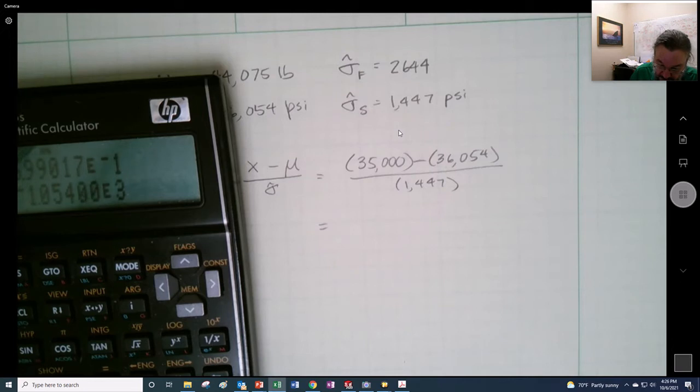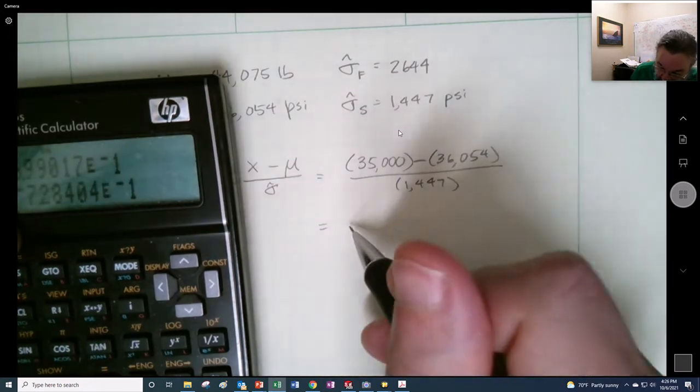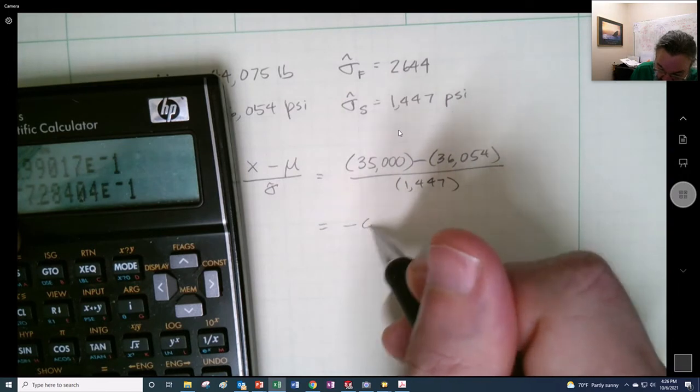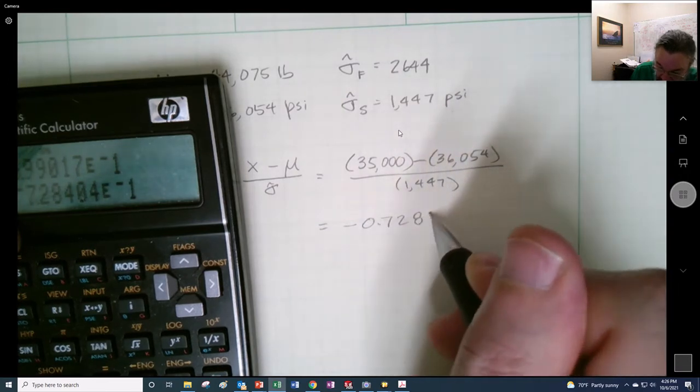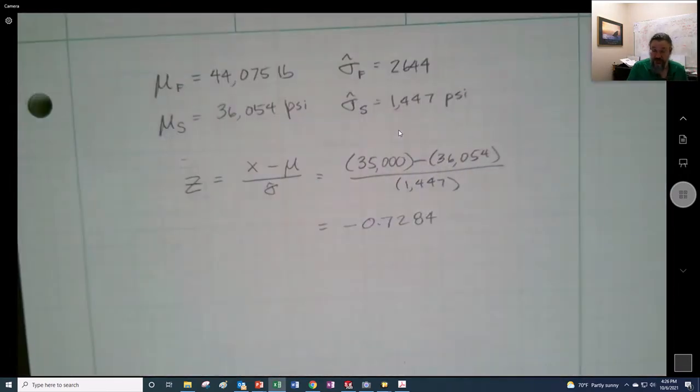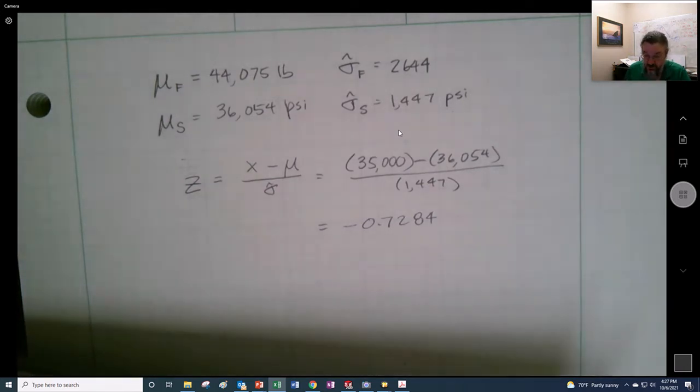36,054 subtracted out. Of course, it's negative. 1,447 divide, and I get a negative 7284, right? And if I'm going to do this by hand, which there's no reason that you have to. I'm not sure more learning takes place, but desert island kind of stuff here. Let's go.